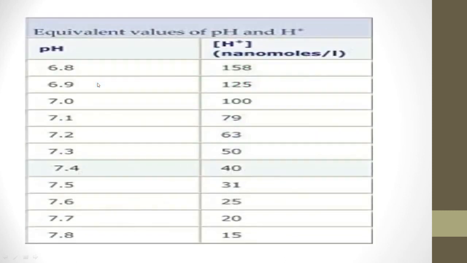So, for example, we take the serum pH 7.4, which is the typical normal pH considered for serum, and it carries around 40 nanomoles per liter of hydrogen ion. Suppose there is a derangement and acids and ions accumulate in the body. To this level, this will reflect into a lower pH of 7.3. In this way, 100 nanomoles of hydrogen ion makes the pH 7.0.